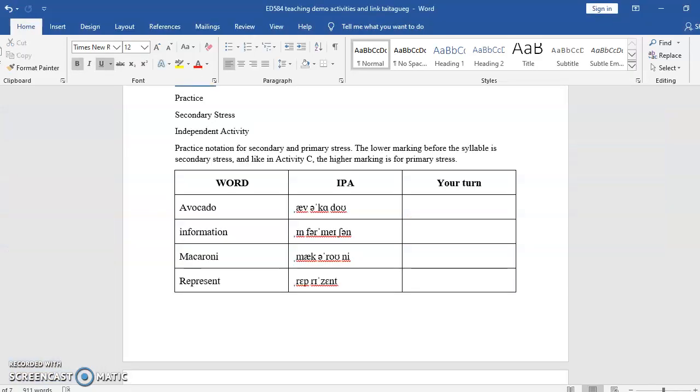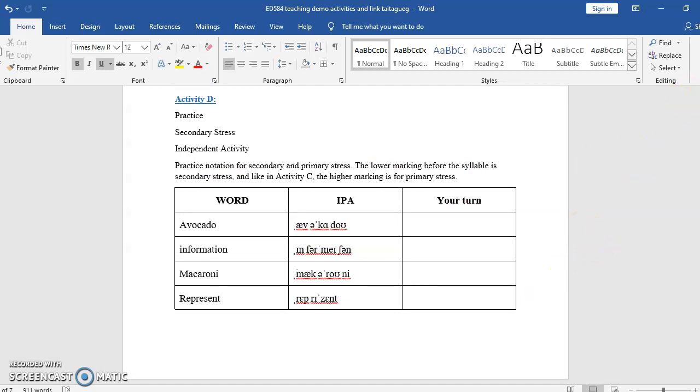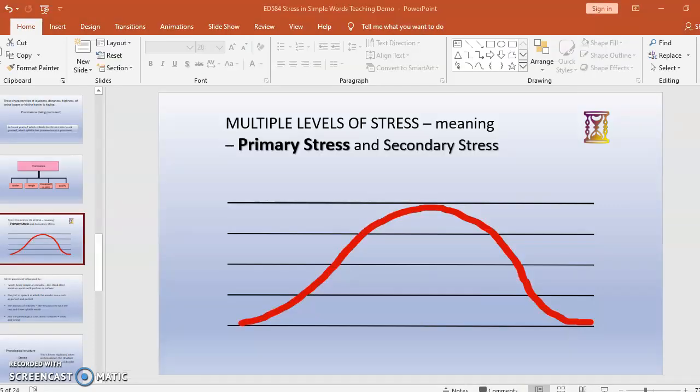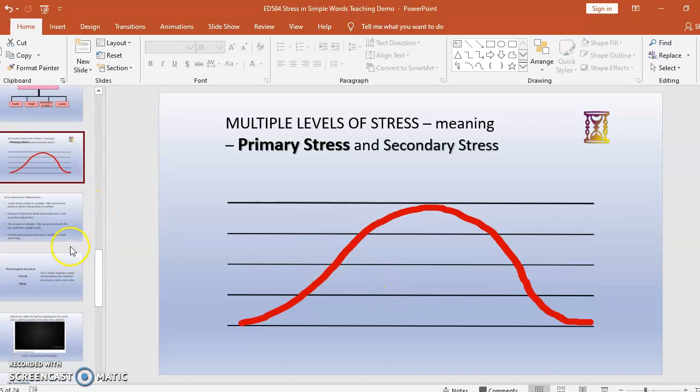And so what I want you to do is also practice writing for secondary stress. And so that's going to be activity D. So that's this one here. You're going to notice that the vertical line at the top is going to tell you that it's a primary stress, and the intonation marker for the vertical line at the bottom is going to tell you that it's a secondary stress syllable. Okay, so go ahead and do that activity. Go ahead, pause the video, and then return to the video when you're done.